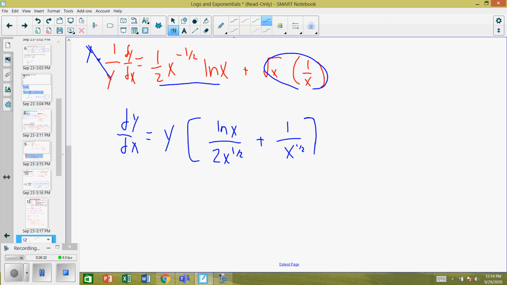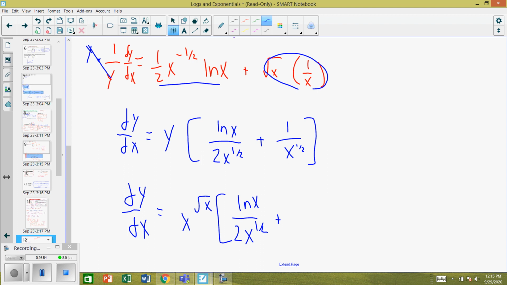Now, if we really want to, we could combine these two fractions together by getting a common denominator, but I think this is fine. Let's just plug back in what y was, and we'll call it a day with logs. So what y was x to the square root of x, and I'm left with ln of x over 2x to the 1 half plus 1 over x to the 1 half.